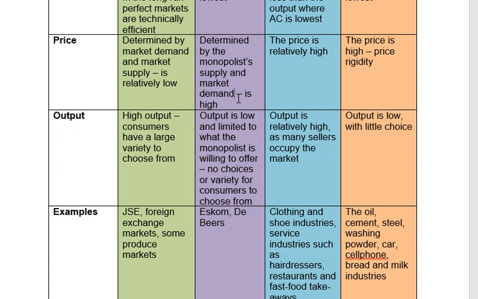And out of all the market structures, the monopoly is the market structure that has the highest prices, because he has more price control than in any other market.